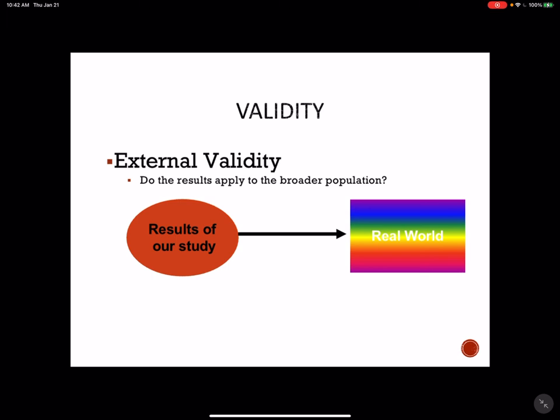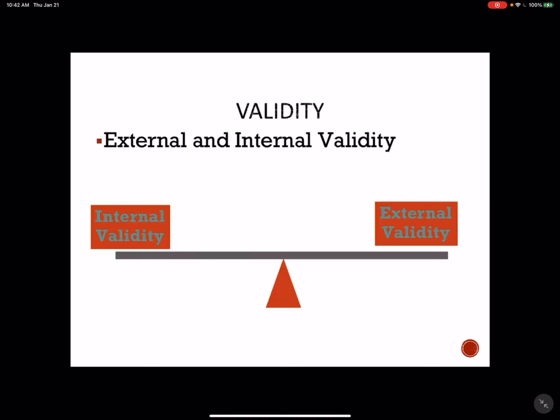Does it work for lots of dogs? Does it work for lots of food? Does it work for lots of conditions? We don't know from our study. In order to do that, we'd have to do another study with high external validity. But as you probably figured out by now, external validity and internal validity have reciprocal relationships.